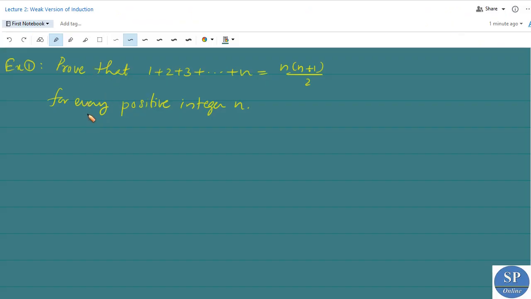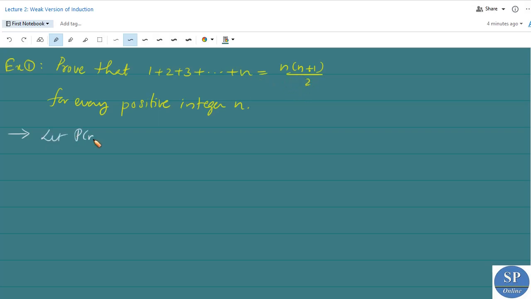Now we can discuss an example. Prove that 1 + 2 + 3 + etc. + n is equal to n(n+1)/2 for every positive integer n by mathematical induction. So here we have to show that the sum of the first n natural numbers is equal to n(n+1)/2.